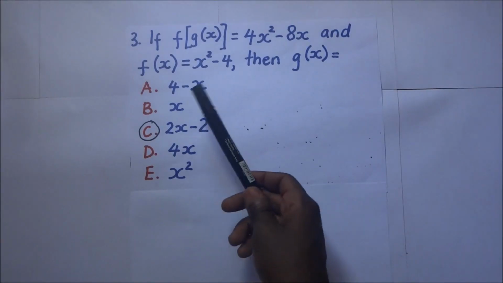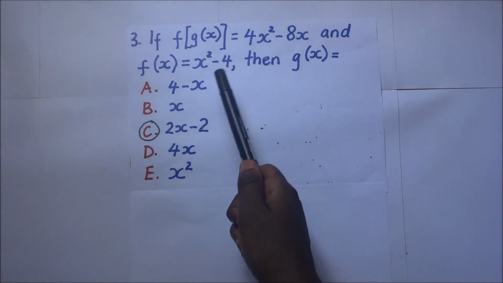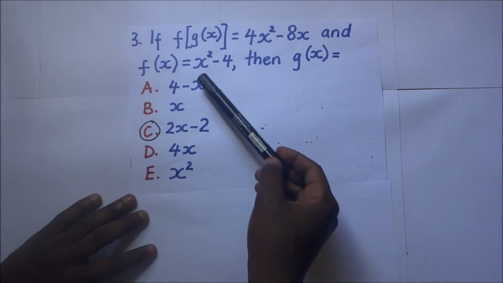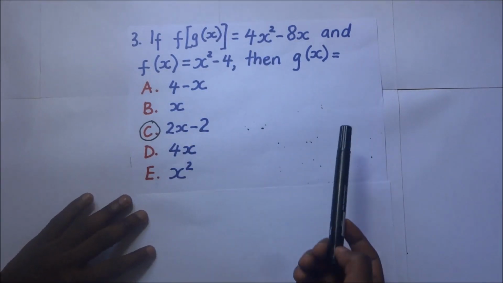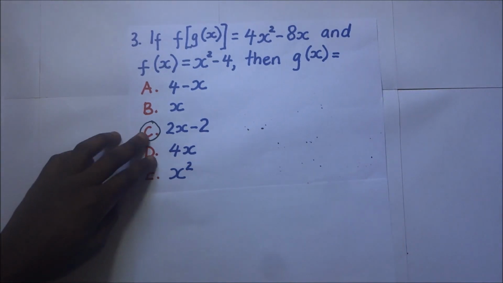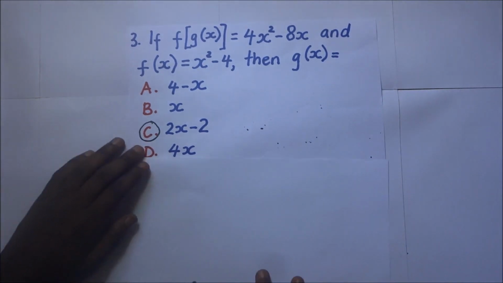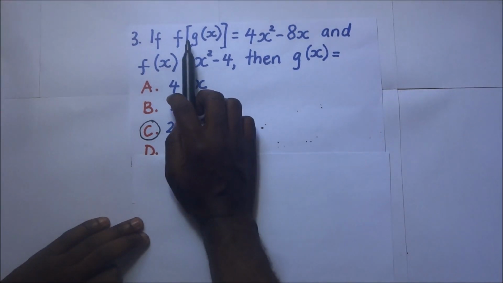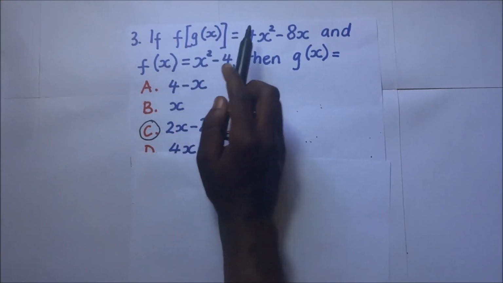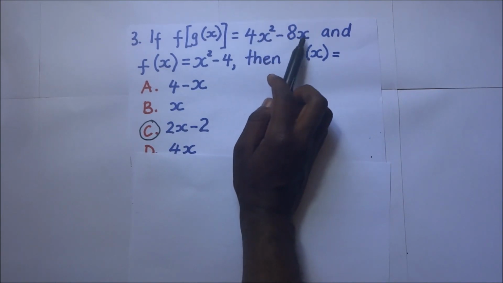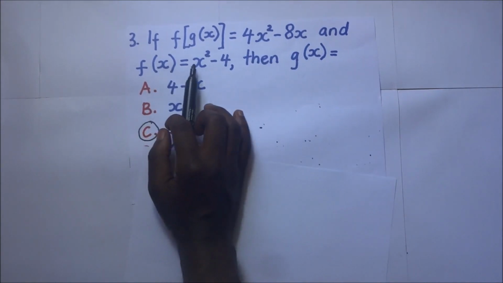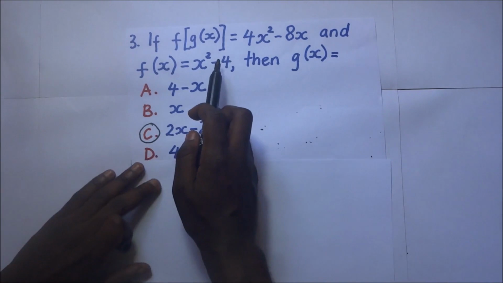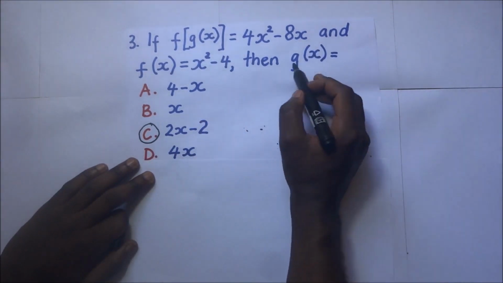Now, what if they gave us this very same problem, and what if they didn't give us these answers and we were supposed to just find it the way it is? How would we go about that? So this is an alternative way of looking at this. We have this composite function f of g of x giving us 4x squared minus 8x, and f of x is giving us x squared minus 4. So what is g of x?